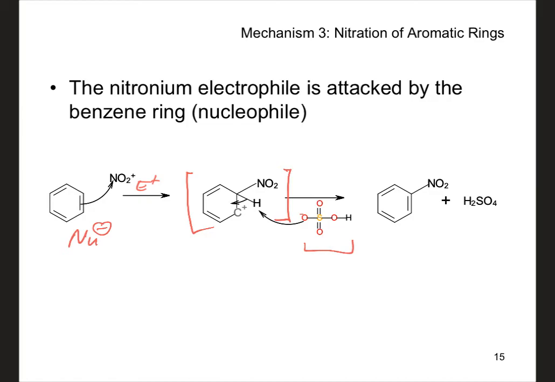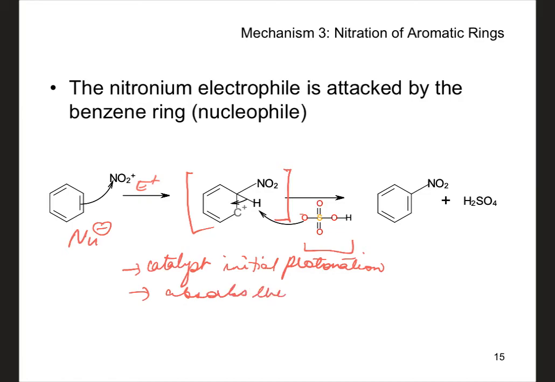So if you think about the purpose of sulfuric acid, it is actually twofold. Not only does it serve as a catalyst for that initial protonation, it actually does 2 other things. It absorbs the water molecule from nitric acid, remember, that got generated.